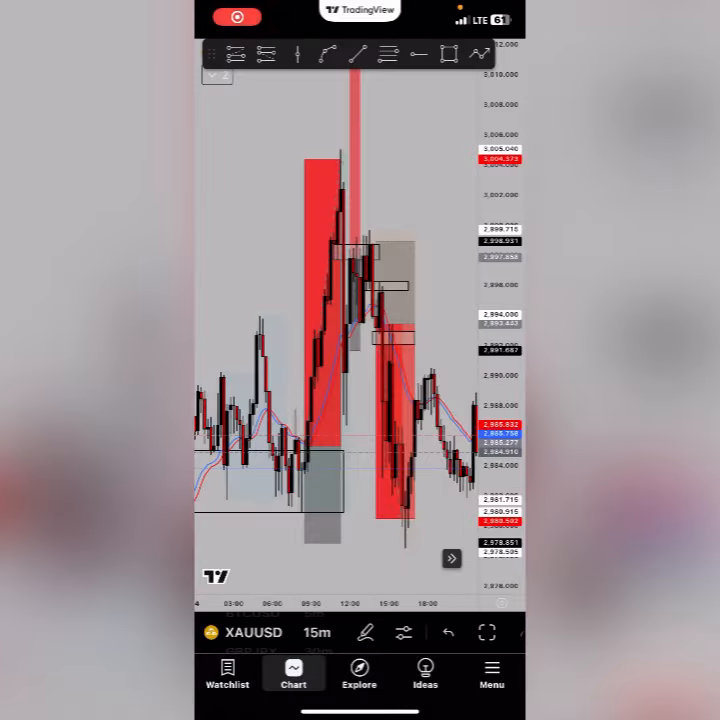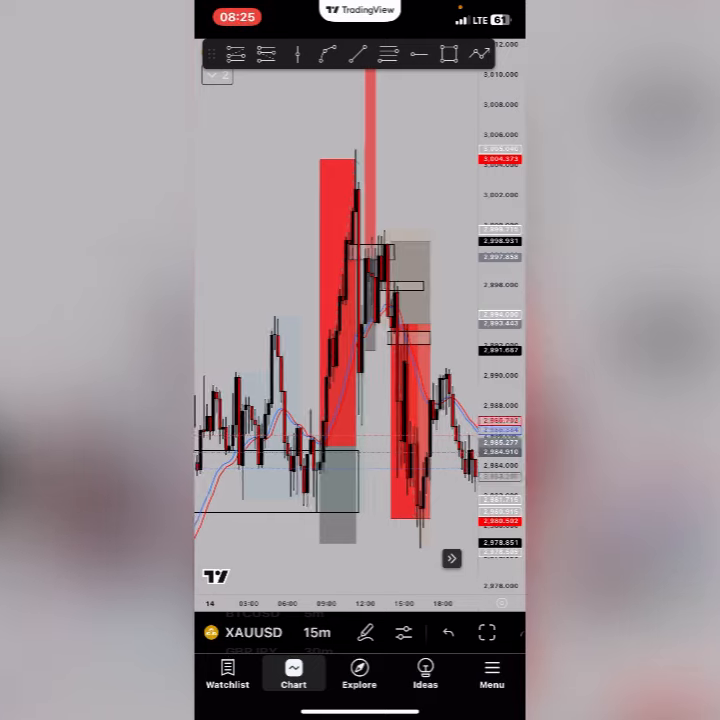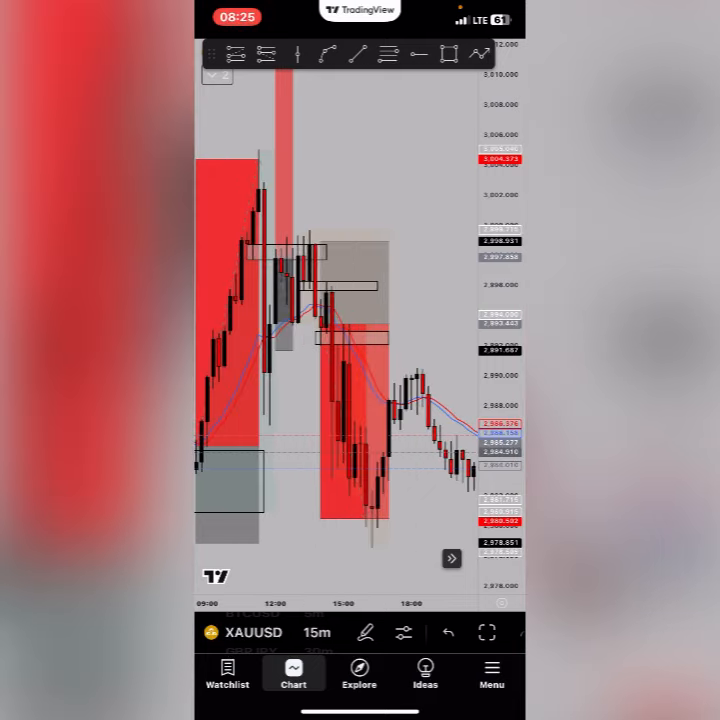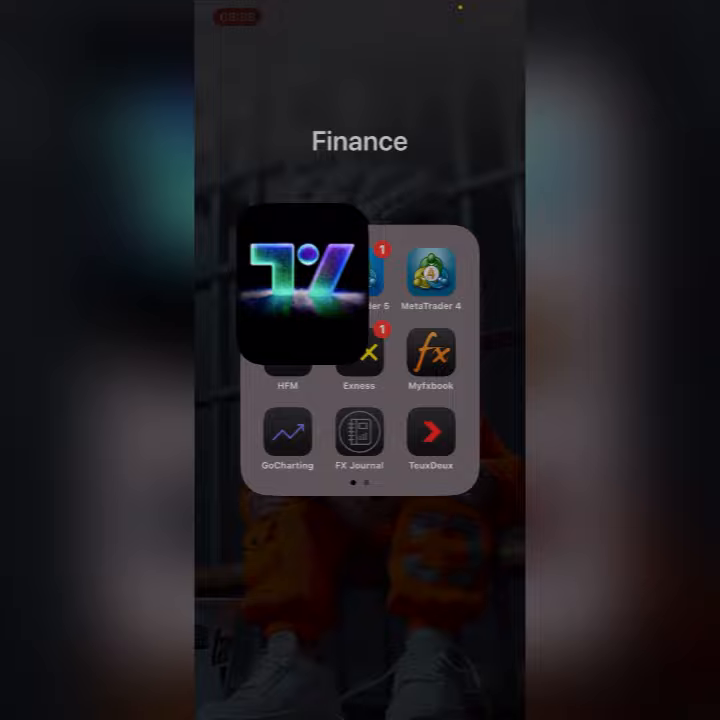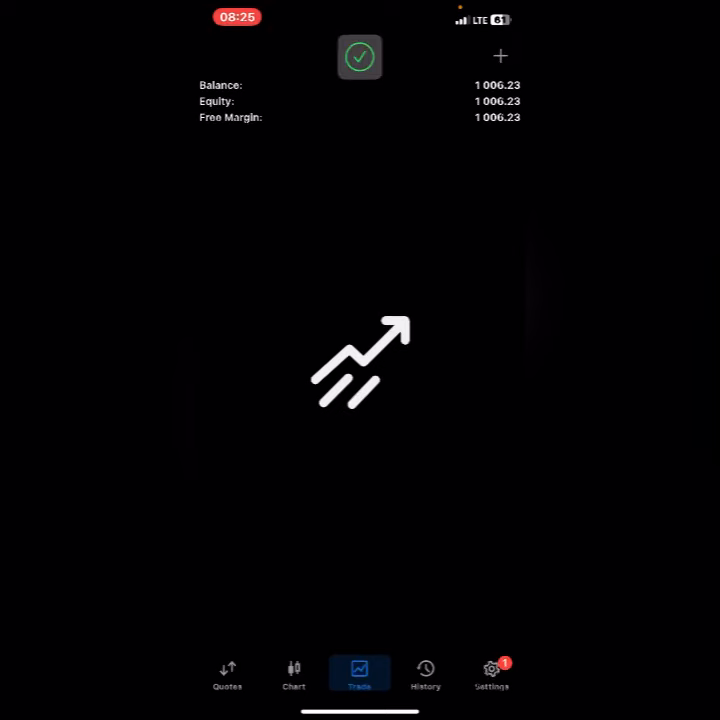All right guys, welcome back. A quick update on the trade I took yesterday, the sales on gold, right? As you can see from my chart, the trade hits TP, right? But okay, let me show you on my MT5 what happened. So as you can see, I'm up about $6 in profit, right?